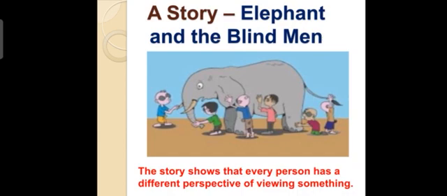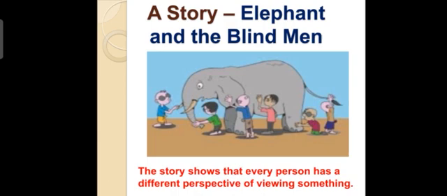We all have heard that every person has a different perspective of viewing something. We can understand this with the story Elephant and the Blind Men. Six blind men come across an elephant. They have no idea what an elephant is. Each one of them touches the elephant and gives his perception.